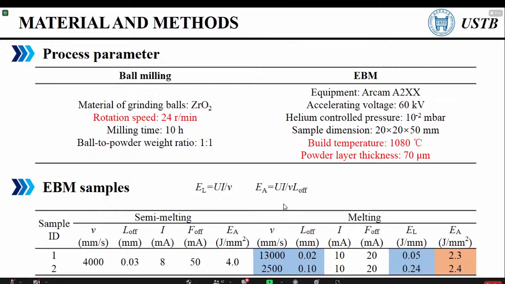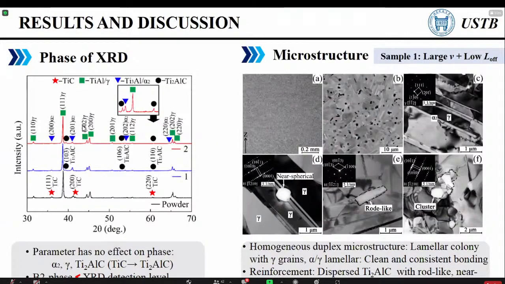Two EBM samples were fabricated with a similar energy input, but sample 1 was processed using a faster scan speed combined with lower line offset, whereas sample 2 is the opposite. The result of XRD shows the parameters have no effect on phase component, and the titanium carbon was not found in the as-built sample. Instead, titanium 2 aluminum carbon phase was formed.